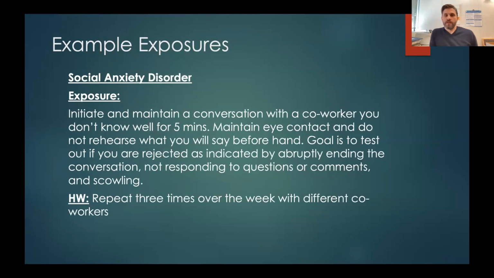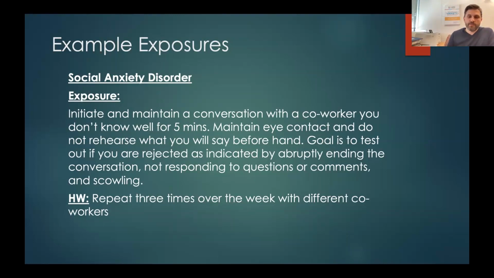Social anxiety disorder: initiating and maintaining a conversation with a coworker you don't know well, right? Maybe knowing them well would be one of those safety signals. Maintain eye contact. That's that attentional salience, focusing with it. Don't rehearse what you'd say beforehand. That's one of those safety signals we don't want them to do. The goal is to test out if they're rejected, and we have some operationalization of this, right? Particularly in social anxiety, there might be a feeling of, well, I don't know, or maybe I was rejected, or they're quiet for a second, right? Interpreting ambiguous stimuli as indicators of rejection is part of what happens there.